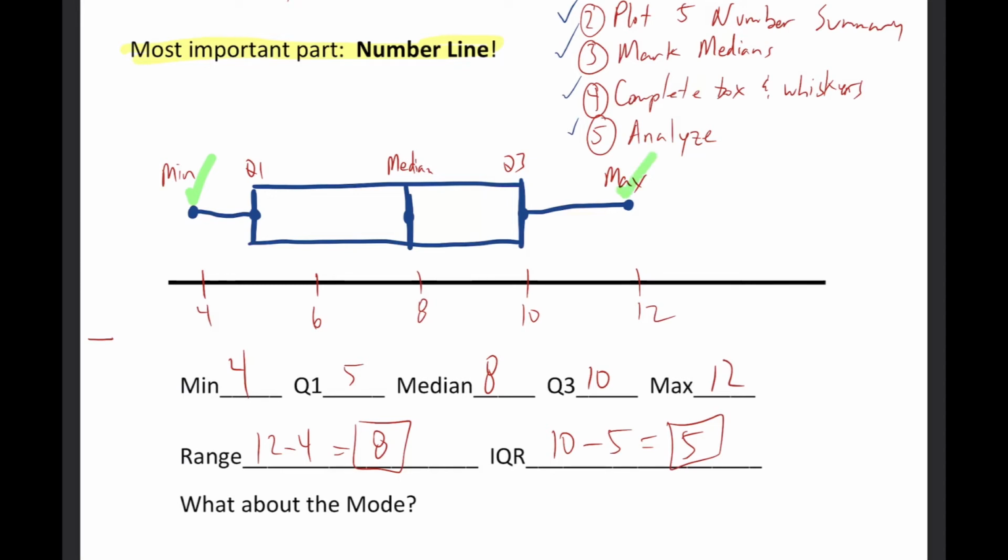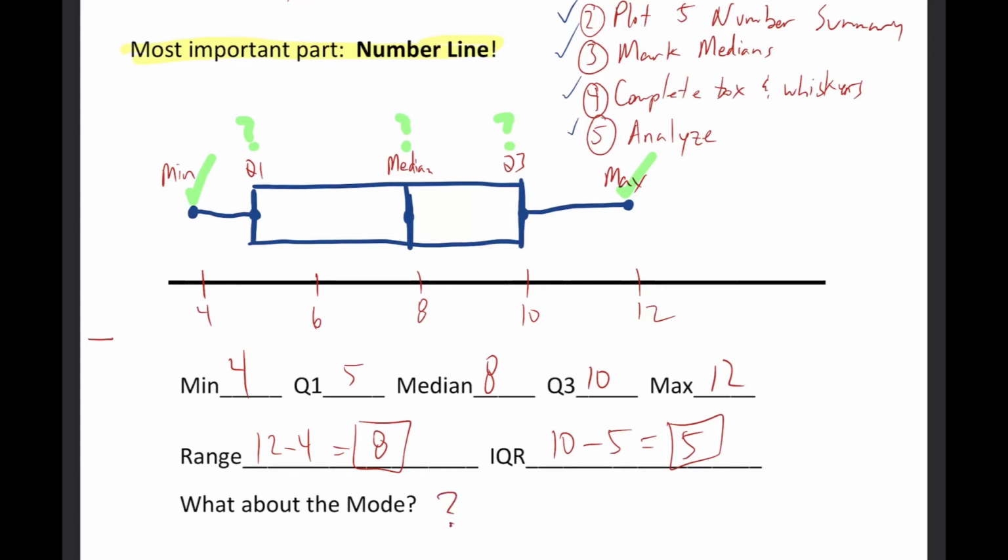Median, sometimes median is part of your data set. Sometimes median falls in between 2 numbers, and you have to find the average or the mean. So sometimes median is part of the data set, sometimes not. Same thing with my Q1 and Q3. So I have 3 numbers. I'm not even sure if they're part of my data set. I just know that they are medians or middles of pieces of my data set. So unfortunately, there's no way for me to be able to tell what my mode is.